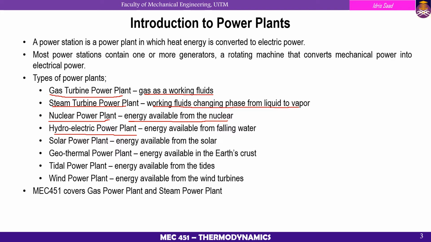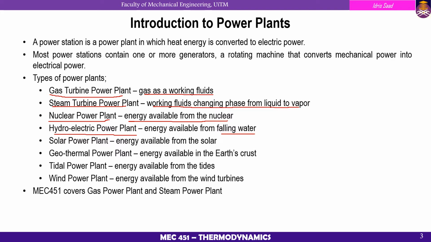So basically, hydroelectric power plants use the energy available from falling water, or sometimes we use a dam, to produce the electricity. That is basically the hydroelectric power plant. In our country, hydroelectric power plants serve two purposes. The first one, it produces the electrical energy, and the second one, it supplies water to domestic and also industrial users.